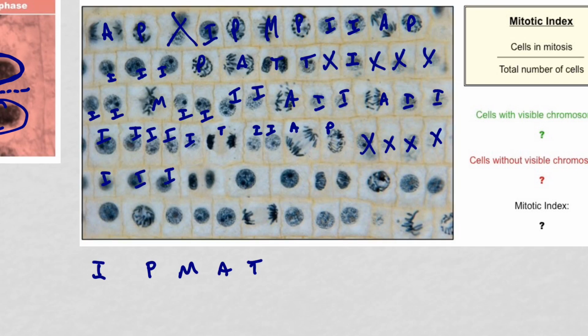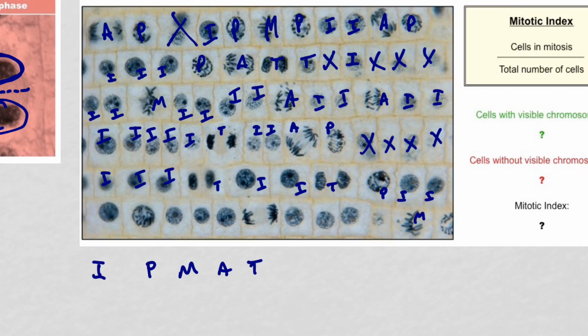This one's really neat too. I think this is also a telophase because that line in between isn't very clear yet, and they're pretty close to one another, these nuclei. So I would say this is another telophase. Probably another telophase here. Prophase, inter.